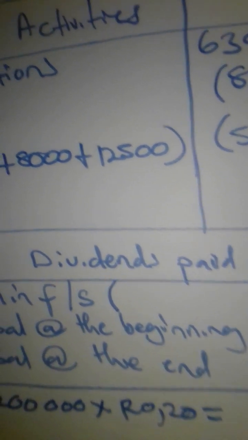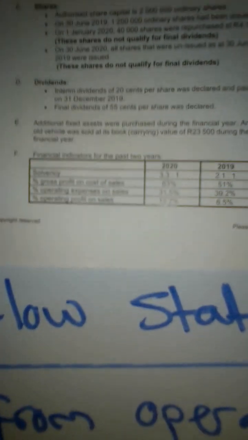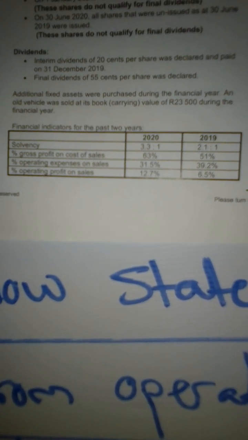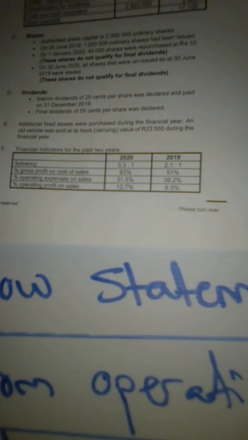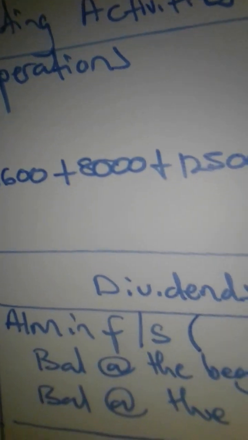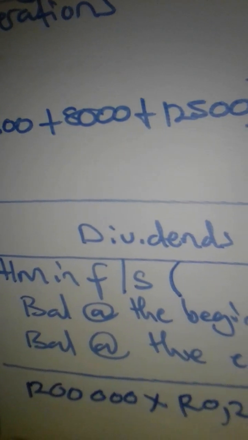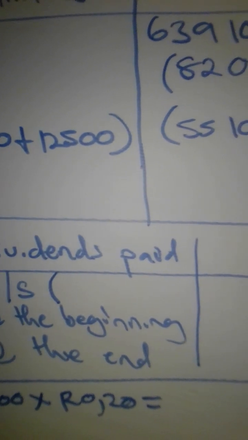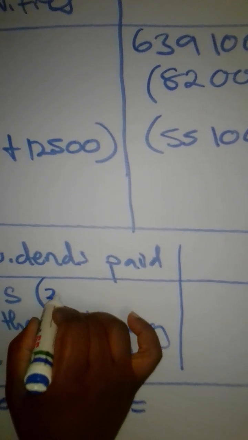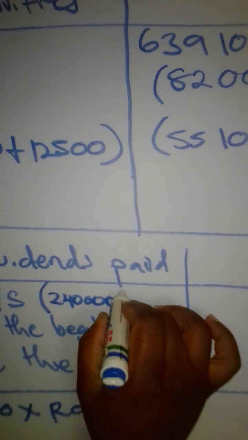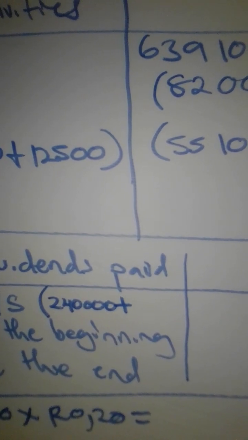Let's go back to our calculators and find out how much our interim dividend was. 20 cents times 1.2 million, 0.2 times 1.2 million, will give us something like 240. Our interim dividend is 240,000, plus the final dividend.